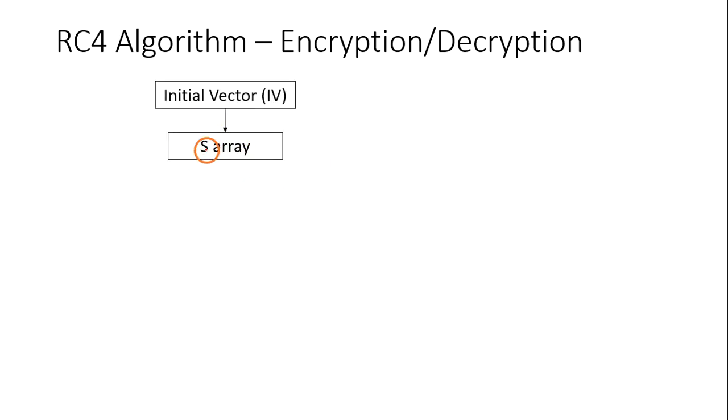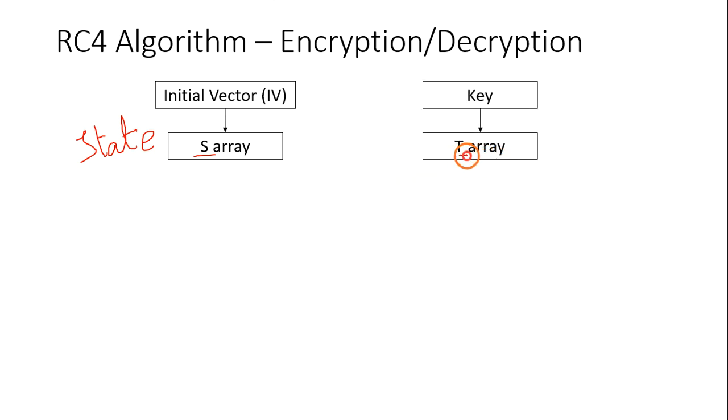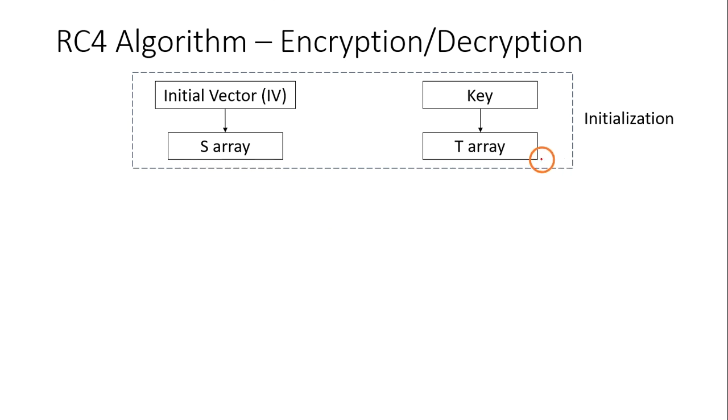Now let's see the process of the RC4 algorithm for encryption. First, you will take something called an S array. S means state. It is just a one-dimensional array which contains some numbers, from 0 to 255. And there is one more array called the T array. T means temporary array, where the contents of the T array are derived from the secret key K. This is called the initialization step. Filling in the S array and T array is called the initialization step.